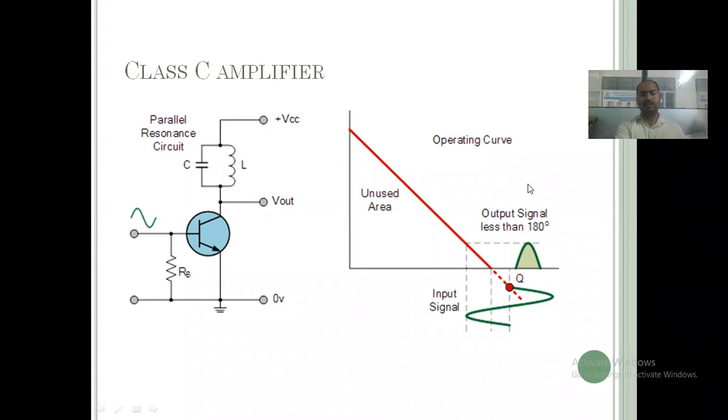That's why for class C, the input is applied at full 360 degrees, and the output you get is less than 180 degrees. So what happens is some portion of the signal, in fact more portion of the input waveform, is eliminated.